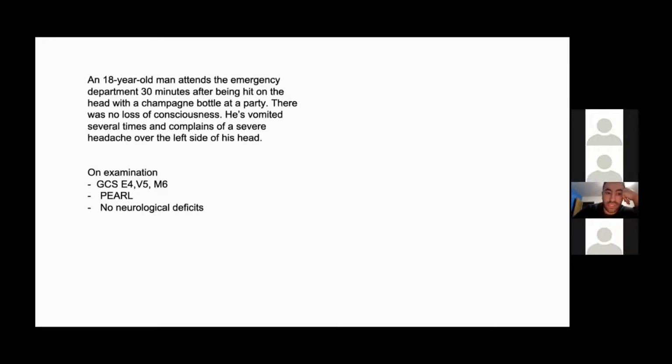So another case: you have an 18-year-old young guy who has come in 30 minutes after being hit on the head. There was no loss of consciousness, but he's vomited several times and he has a severe headache over the left-hand side. On examination, his GCS is completely normal.